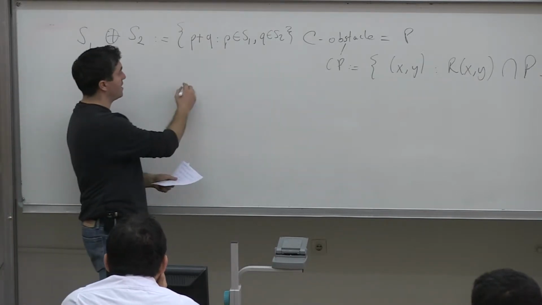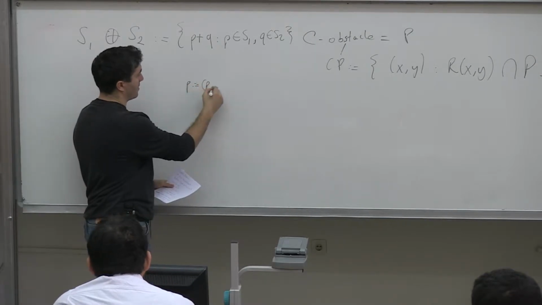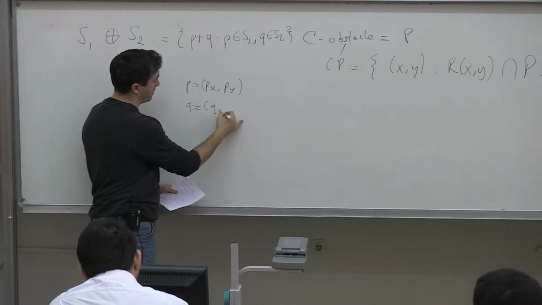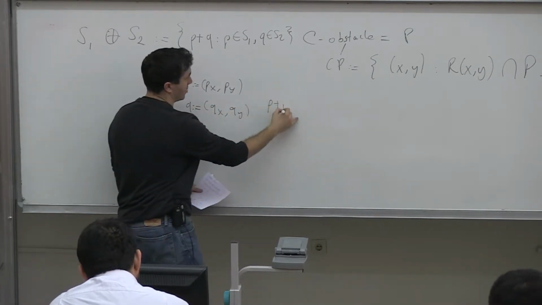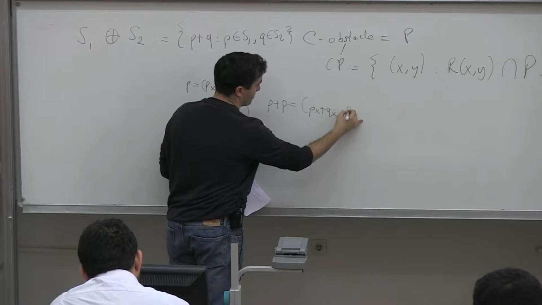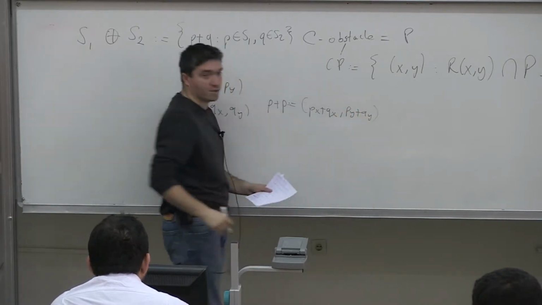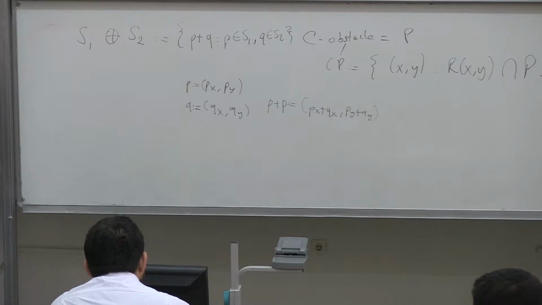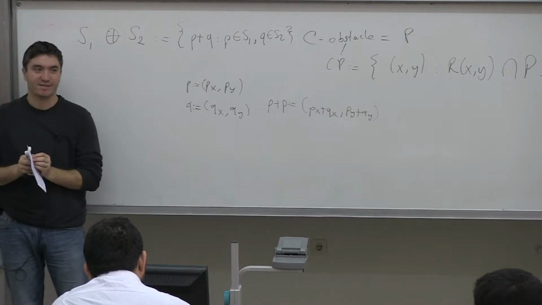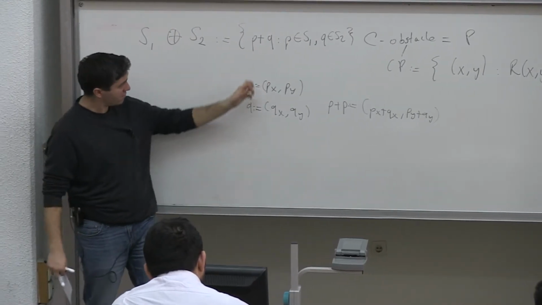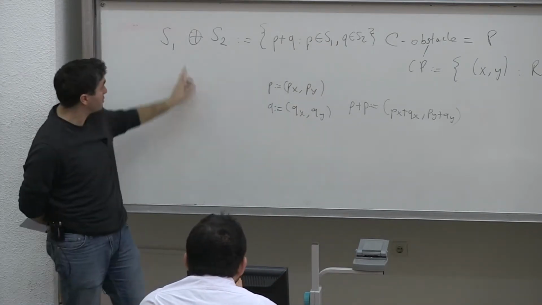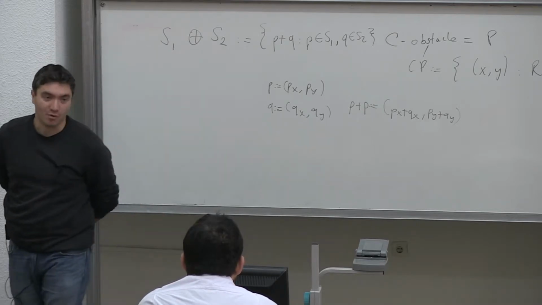So if P is equal to Px Py and Q is equal to Qx Qy, P plus Q is equal to Px plus Qx, Py plus Qy. The addition is defined as vector addition. So we add all the points that belong to these individual polygons to get the Minkowski sum. So this is the Minkowski sum of two polygons.